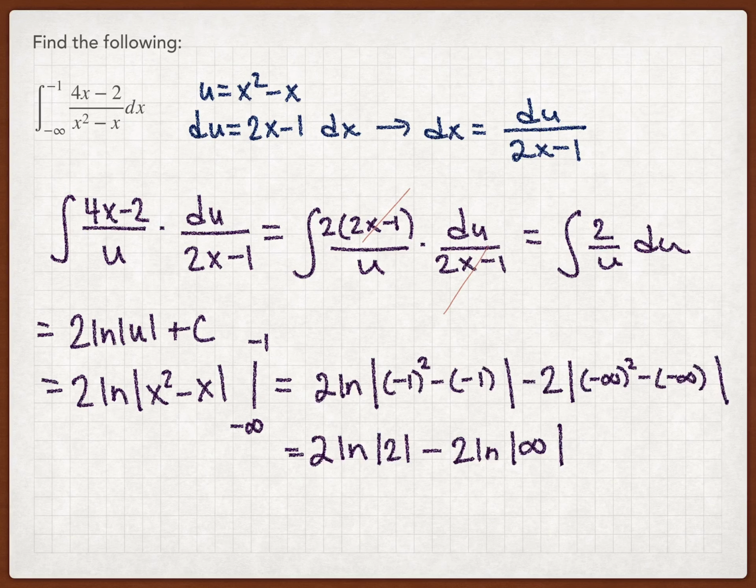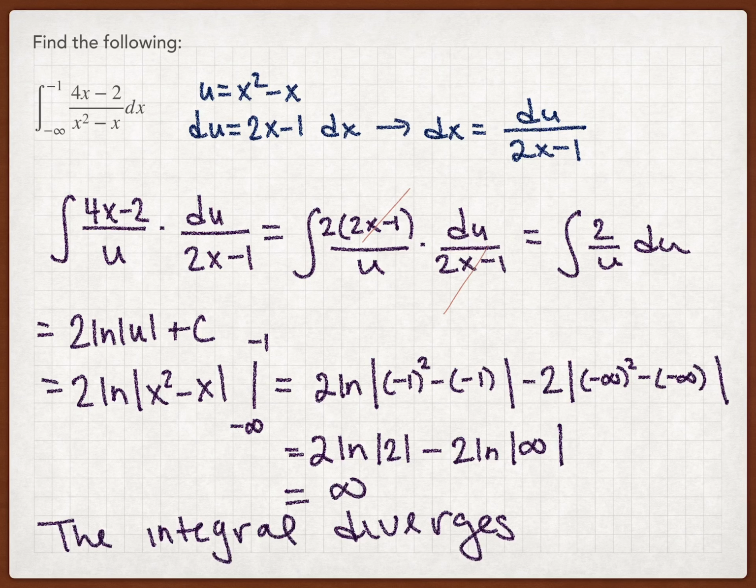And what is the natural log of infinity? Well, natural log is an increasing function. If you plug in a very large number, you also get a large number. So natural log of infinity is going to go to infinity. In fact, when you plug the infinities in, the only time they're going to converge to a number is if you're dividing by infinity. So 2 minus infinity gives us something that diverges. This is an integral that diverges.